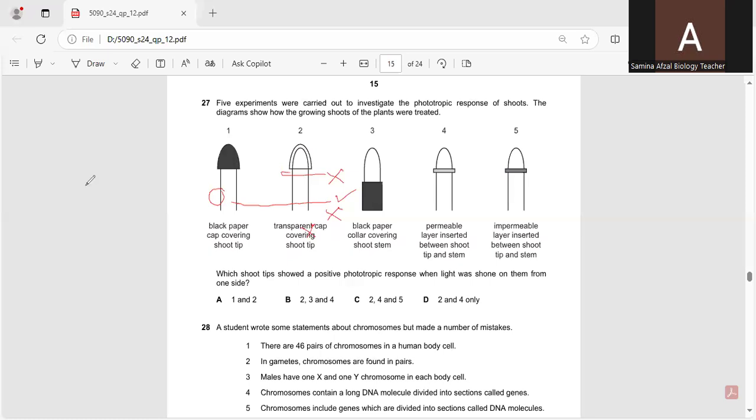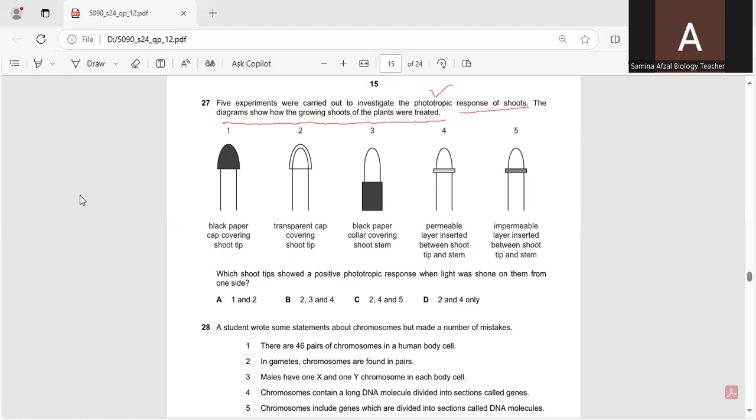Five experiments were carried out to investigate the phototropic response of shoots. Phototropic response is towards the light. The diagram shows how the growing shoots of the plants were treated. So you know the phototropic response towards the light is positive. They move towards the light.